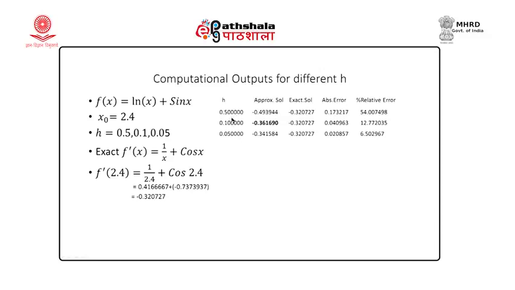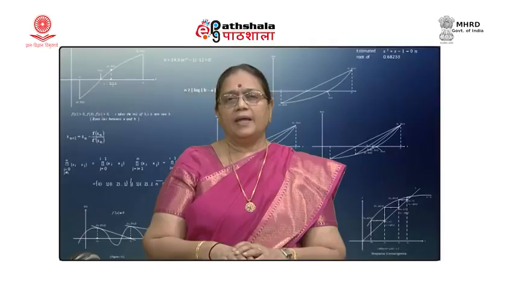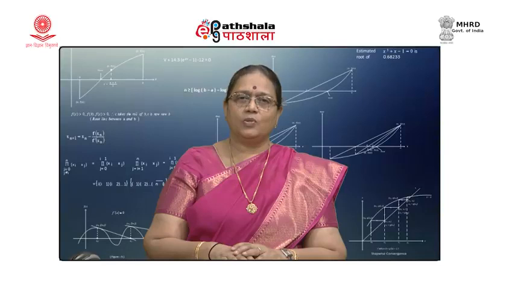Definitely, we will derive the error term. We will see that the truncation error is of order h. So, as we reduce h, our error will also reduce, and the approximate solution will move towards the exact value. So, let us derive the error term now in this particular formula when you are using only 2 points.